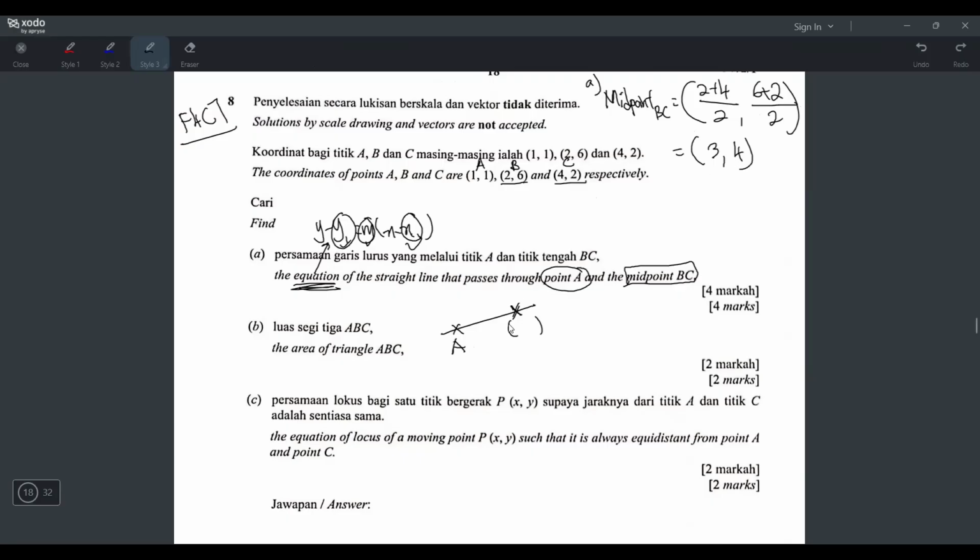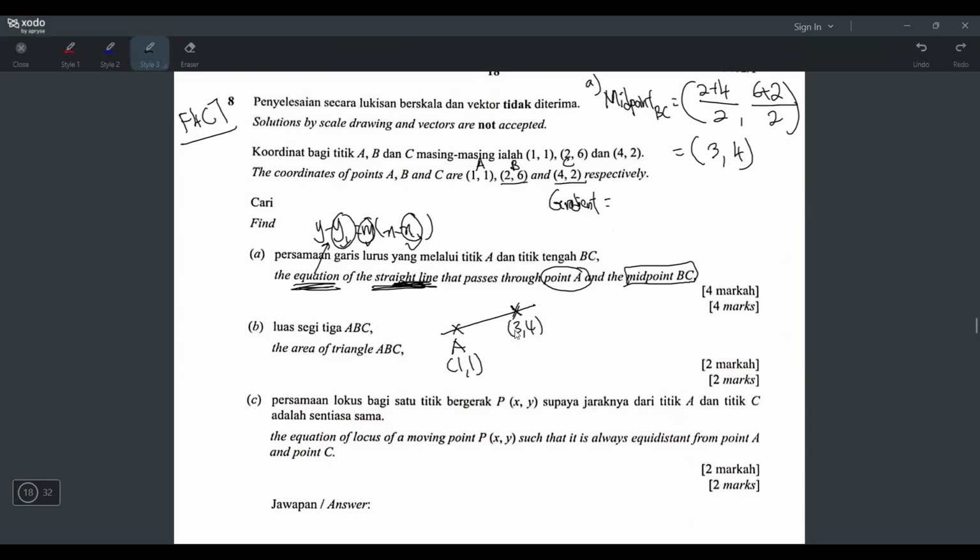So that means the equation of line I want to find now actually passes through point A and the midpoint BC, and I just found it is 3, 4. And point A is 1, 1. And kenapa I cari the midpoint is because now we can find the gradient already, because we have 2 points. So I'll just write here gradient. Okay, or you want to write m also can.